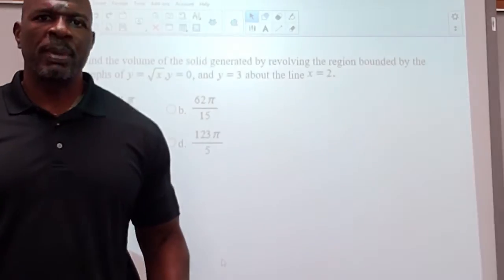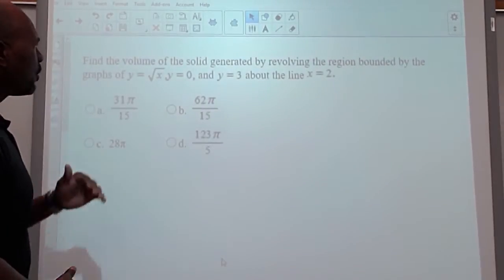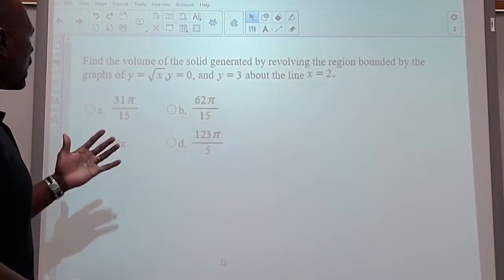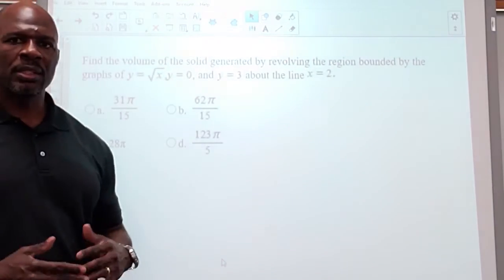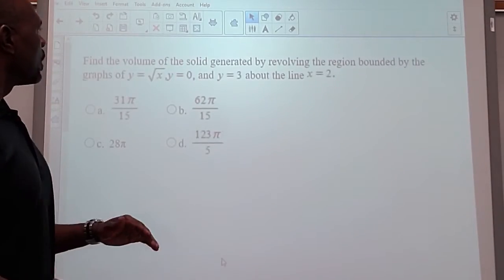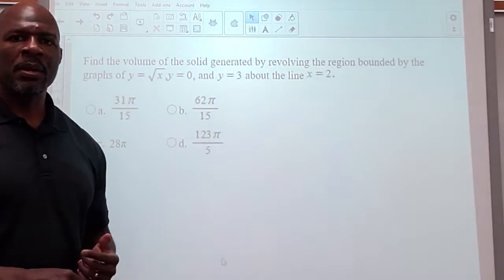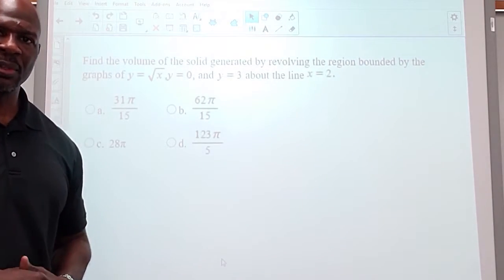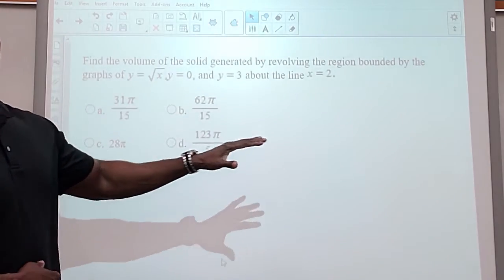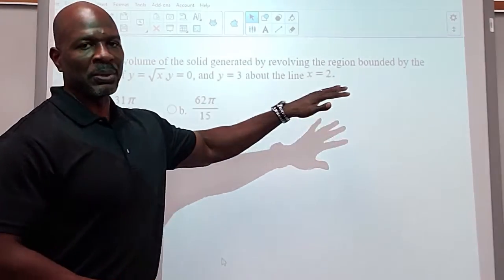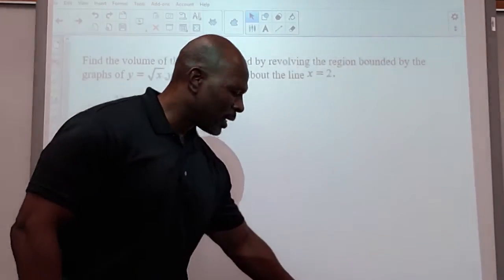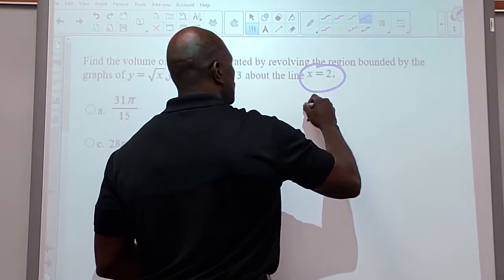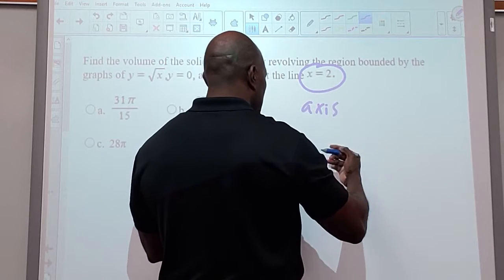All right, so this is my first example. It says find the volume of the solid generated by revolving the region bounded by the graphs of y equals the square root of x, y equals 0, and y equals 3 about the line x equals k. Again, we're going about a vertical line of the form x equals k, in particular x equals 2. So we're rotating about the line x equals k, and this k is 2. This is my axis of rotation, x equals 2. Of course, it's vertical.